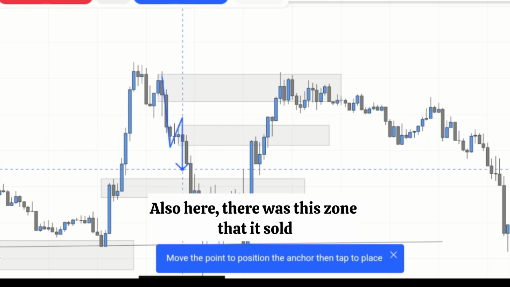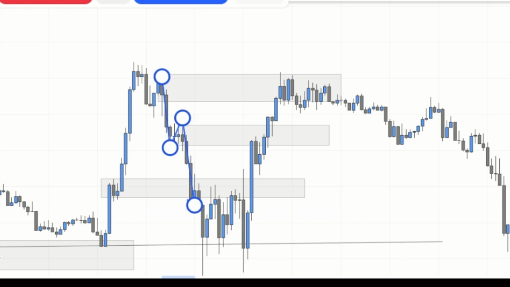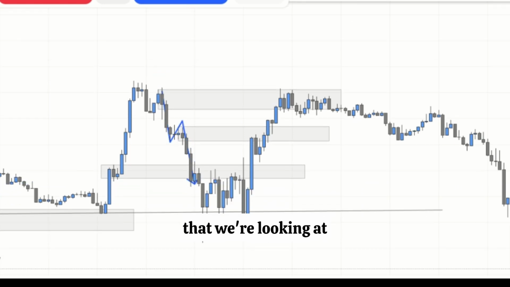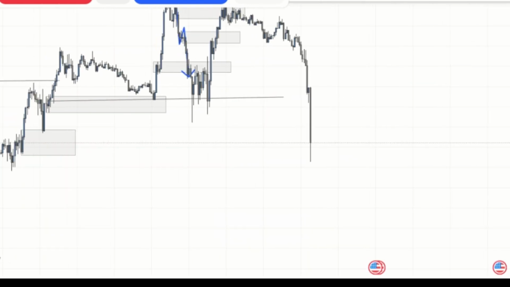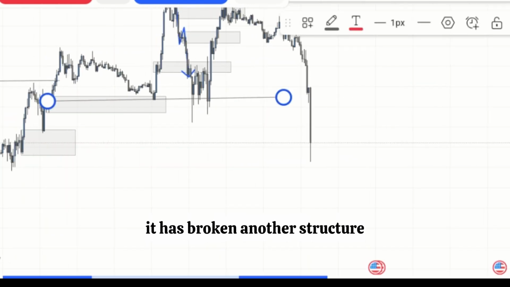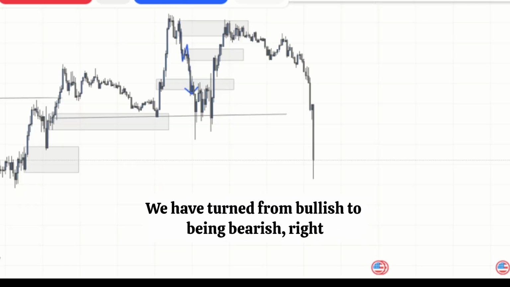Also here there was this zone that it sold. You can also mark it. So now there were 2 zones that we're looking at. That was a supply zone. Now this one has broken another structure. Now we are bearish. We have turned from bullish to being bearish, right?